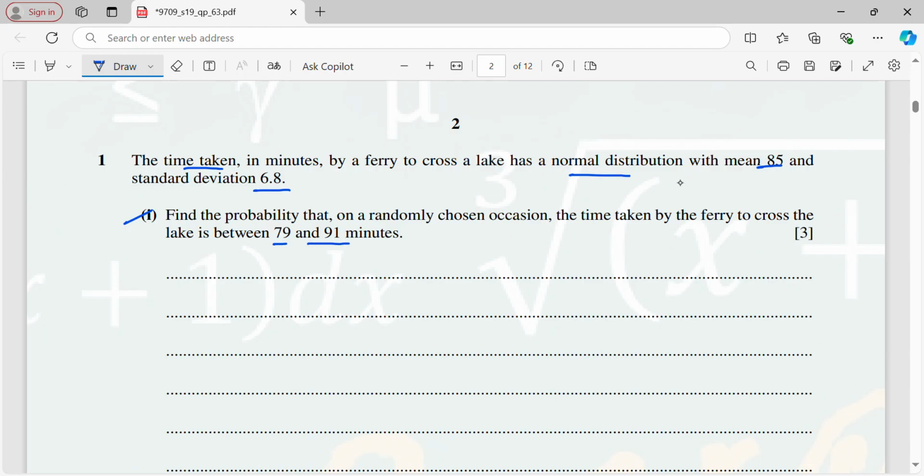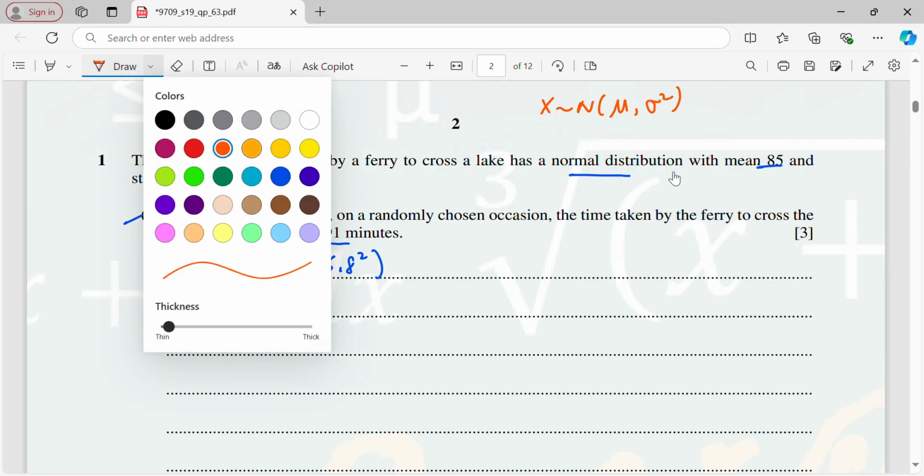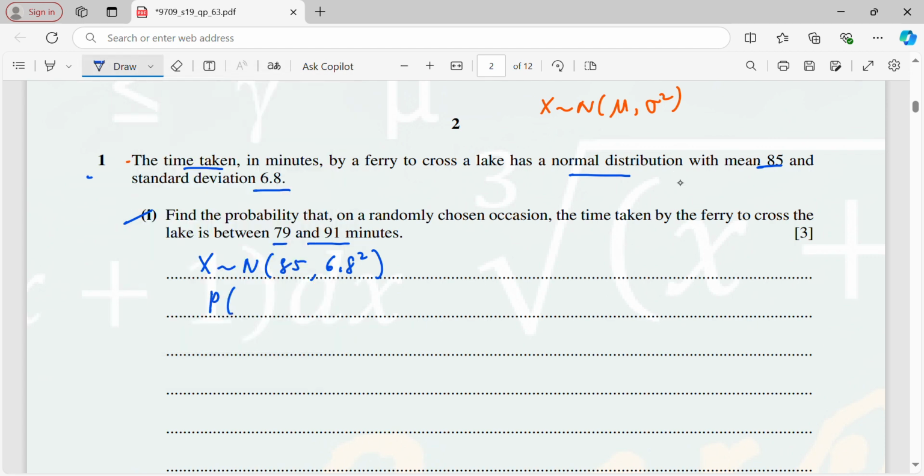Okay, so first of all, I will write X is normally distributed. The mean is 85, standard deviation 6.8, so the variance is 6.8 squared, because the formula is X is normally distributed with mean mu and variance sigma squared. Now we are requested to calculate the probability P of X between 79 and 91.